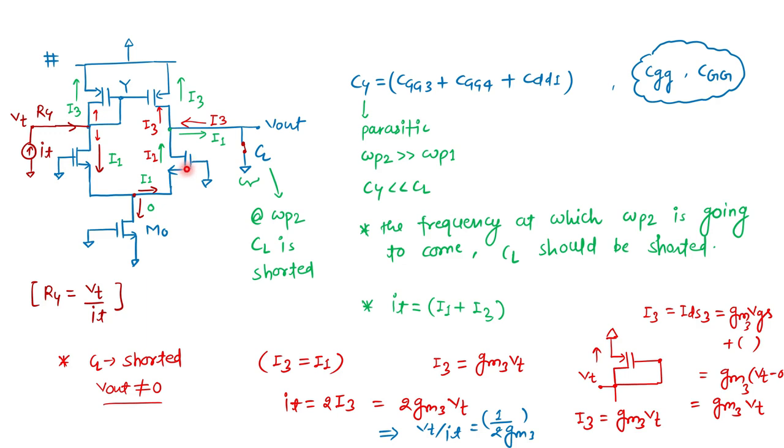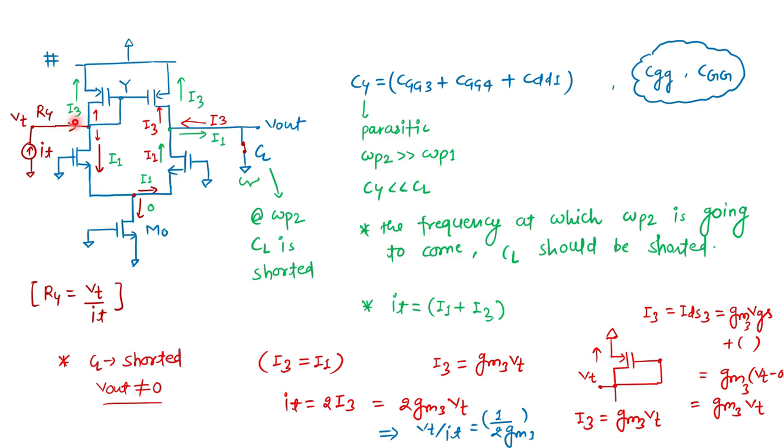One thing I told here: at the frequency at which omega P2 comes, CL should be shorted. Omega P2 is coming due to the parasitics, so it comes at a much higher frequency than omega P1, the pole contributed by CL. So when we analyze our circuit at that high frequency, our CL should be shorted. But for the time being, I am considering my CL is not shorted. So what is happening here? Let us see.